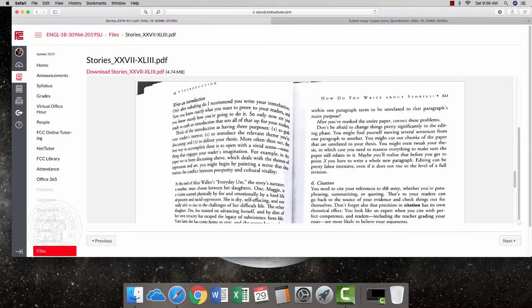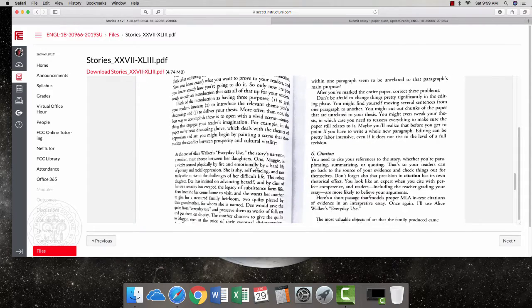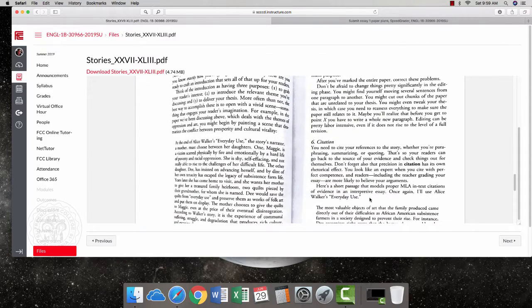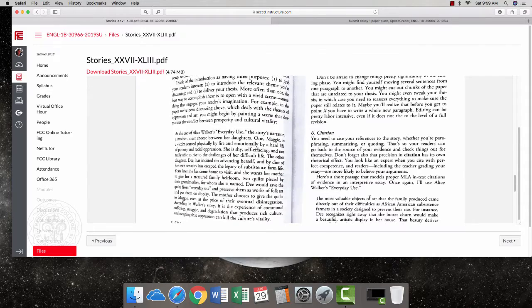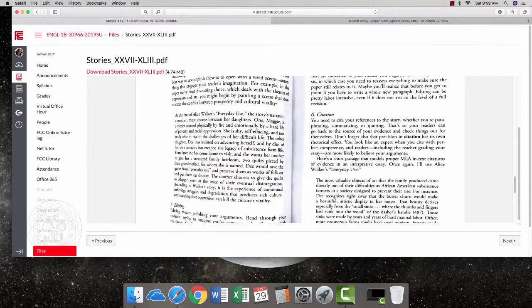More often than not, the best way to accomplish these is to open with a vivid scene, something that engages your reader's imagination. For example, in the paper we've been discussing above, which deals with the themes of oppression and art, you might begin by painting a scene that dramatizes the conflict between prosperity and cultural vitality. At the end of Alice Walker's Everyday Use, the story's narrator, a mother, must choose between her daughters.